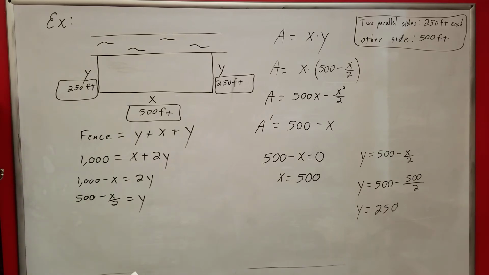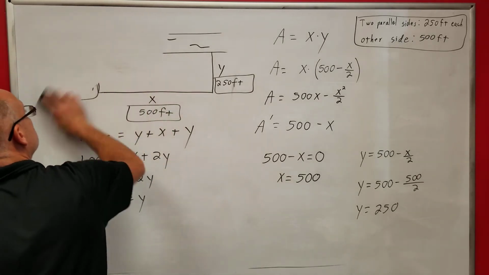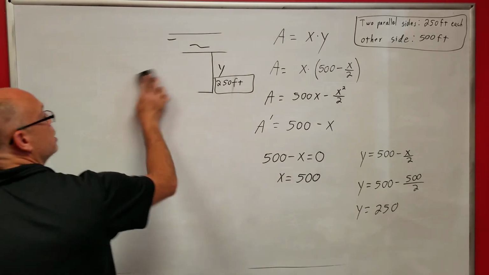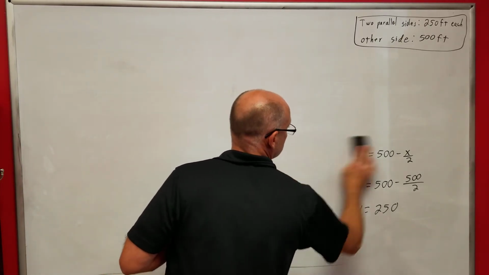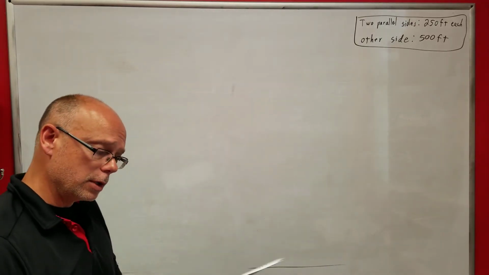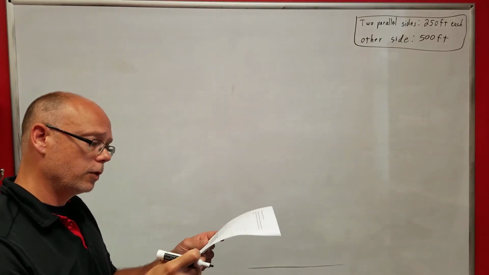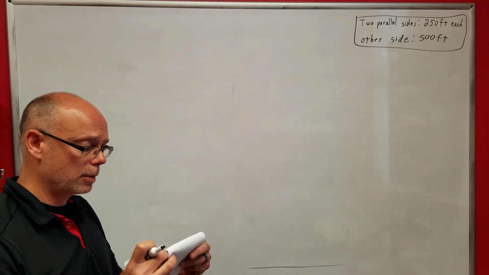All right, let's look at the second example. Erase all this stuff and we'll look at the second example. All right, the second example reads, the manager of a department store wants to build a 600 square foot rectangular enclosure on the store's parking lot in order to display some equipment.